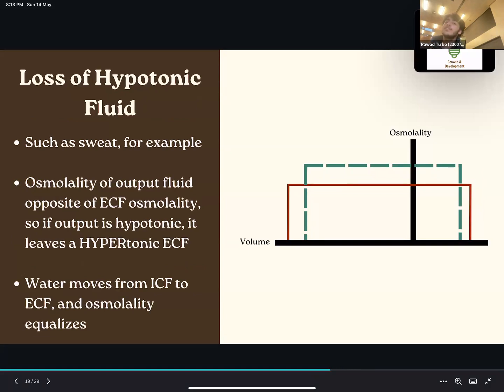The next case is loss of hypotonic fluid, such as sweat. For example, sweat is hypotonic. So what I want to mention is that the osmolality of output fluid is opposite of the extracellular fluid osmolality. So for example, if we lose sweat, which is a hypotonic fluid, then our plasma would become hypertonic. And the same goes for urine. If we excrete a lot of hypotonic urine, we're left with hypertonic plasma. So in this case, when we're losing a lot of hypotonic fluid, the osmolality of our extracellular fluid would increase, and thus the water would move from the intracellular fluid to the extracellular fluid, and the osmolality would equalize.